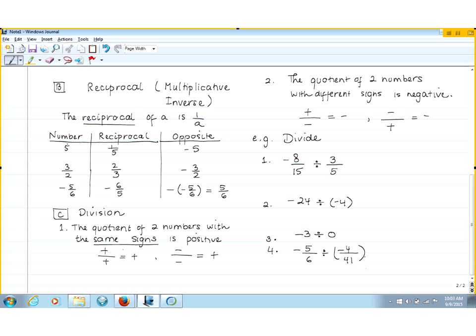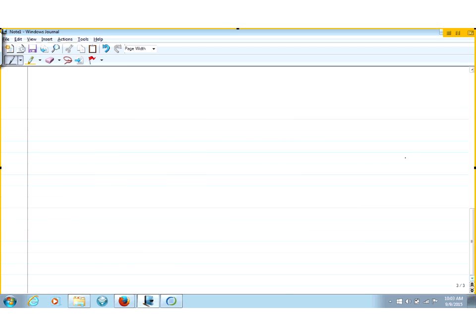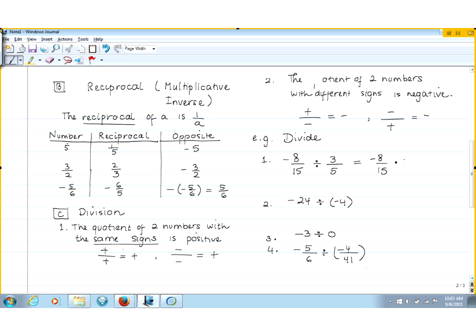So what would you do? We will rewrite these as multiplication. Yes. So this is negative 8 over 15 multiplied by 5 over 3. You're right. Then what? Cancel out the 5 and 15, so this is 3. So what's my answer? Negative or positive? So negative 8 over 9. You are right.